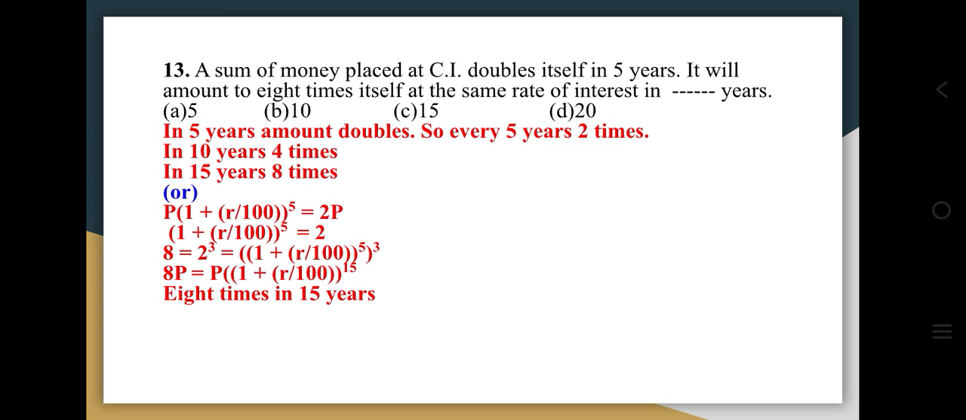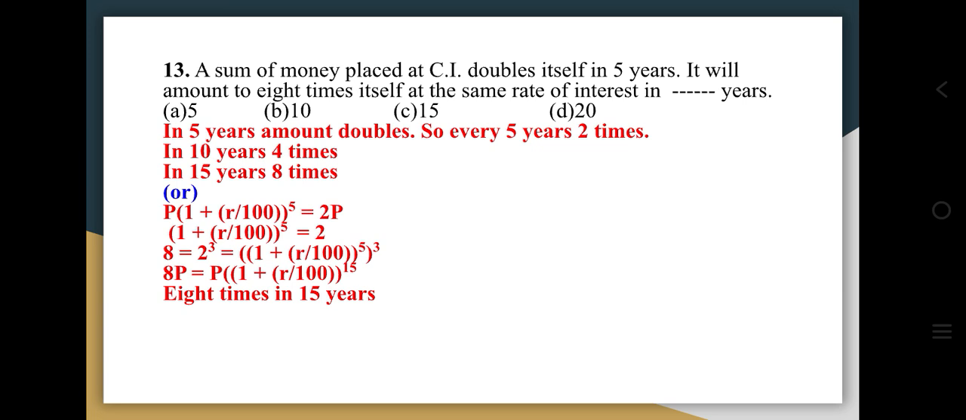Then in the next 5 years the 4 times amount will become double. So 4 times becoming double means it becomes 2 into 4, that is 8 times. So in 15 years it becomes 8 times. So the answer is 15 years, that is choice C.